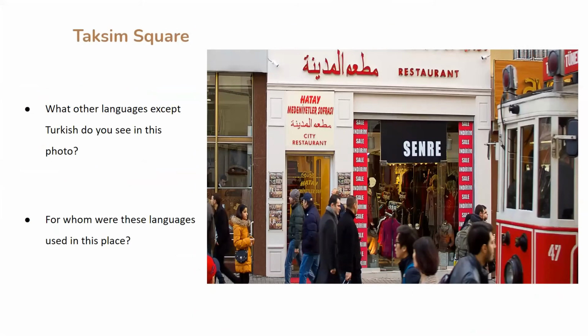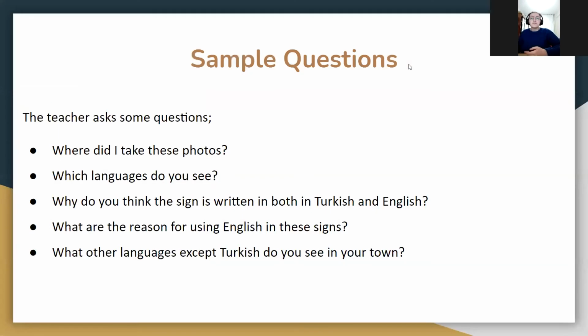It's a picture from Taksim Square. Arabic and English tourists come here frequently. The teacher asks, what other languages except Turkish do you see in this photo? Answers are like Arabic, English. And for whom were these languages used in this place? The students should say for tourists or other answers.